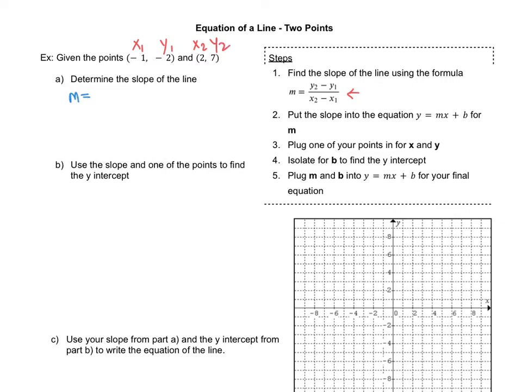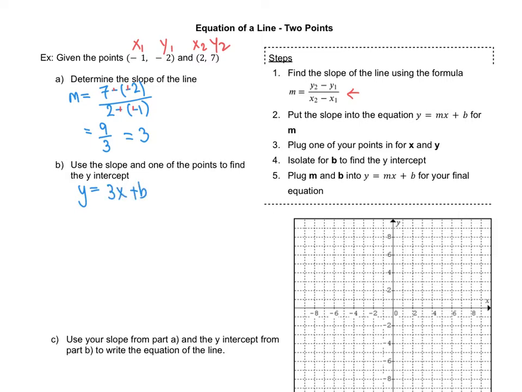So y2 minus y1 means 7 subtract y1, which is -2, so a double negative there. And then x2 subtract x1, again a double negative. The double negative will turn into addition, so we really have 7 plus 2 is 9, 2 plus 1 is 3, and this reduces to a slope of 3. The minute you have the slope, we can plug it into y equals mx plus b for m.